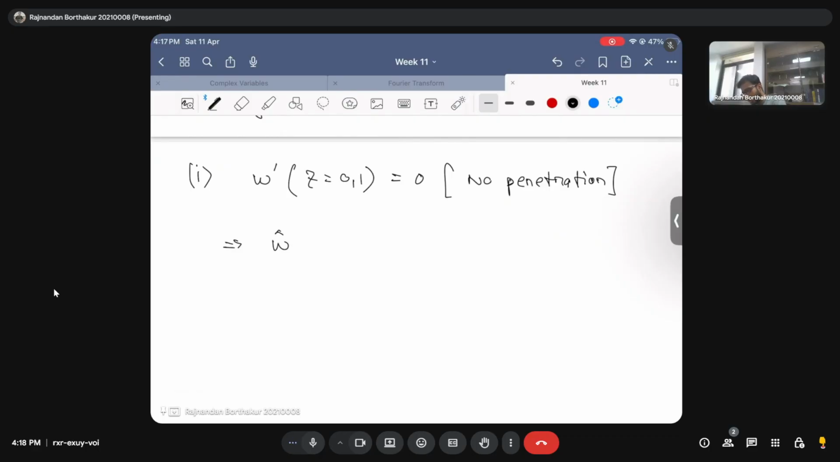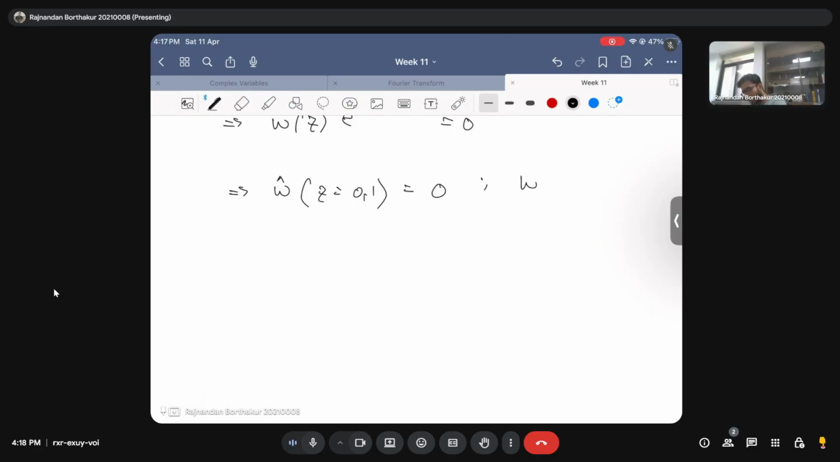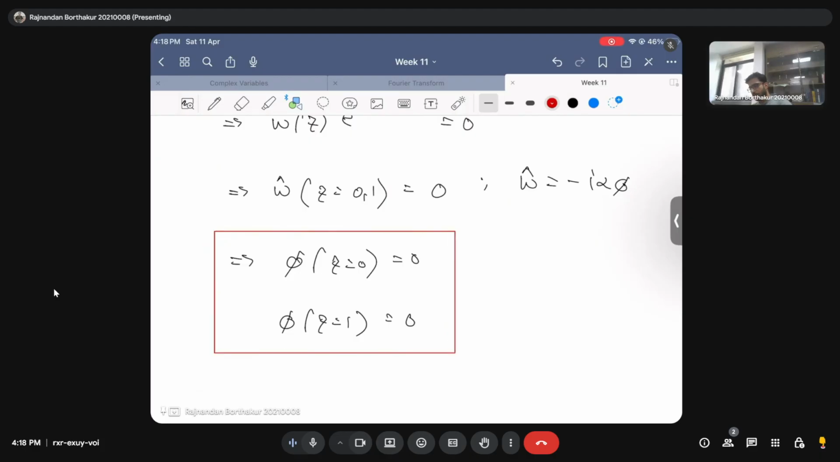It is w hat of z times e power i alpha (x minus ct). But I know that this term cannot be 0 at z equal to 0 and 1, which means that my w hat of z at z equal to 0 and 1 is equal to 0. And I know that w hat is equal to minus i alpha phi, which means the boundary condition is that phi at z equal to 0 is 0, and phi at z equal to 1 is 0. That's it. Two boundary conditions, and it's a second order equation.